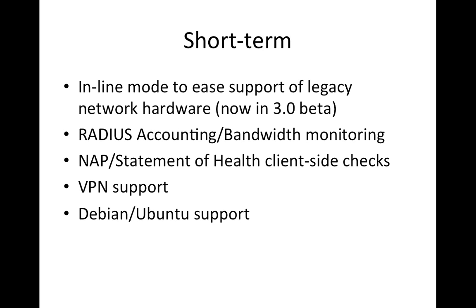The presenter also mentioned some short-term and long-term goals that they had in mind at the time that the presentation was given, so some of these may not be relevant anymore. But the short-term goals include inline mode to ease support of legacy network hardware, which was in the 3.0 beta. They want to implement RADIUS accounting and bandwidth monitoring. They would also like to implement NAP and statement of health client-side checks. They want VPN support and Debian and Ubuntu support.